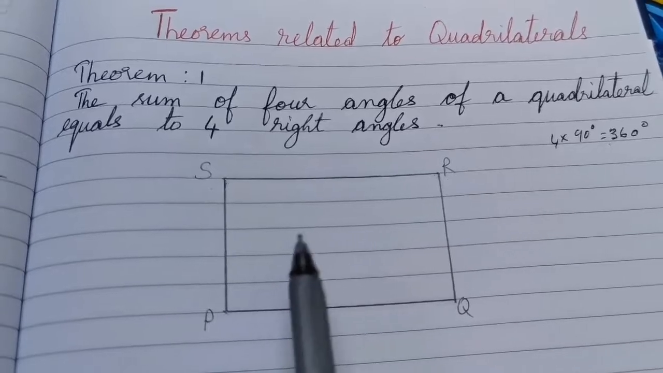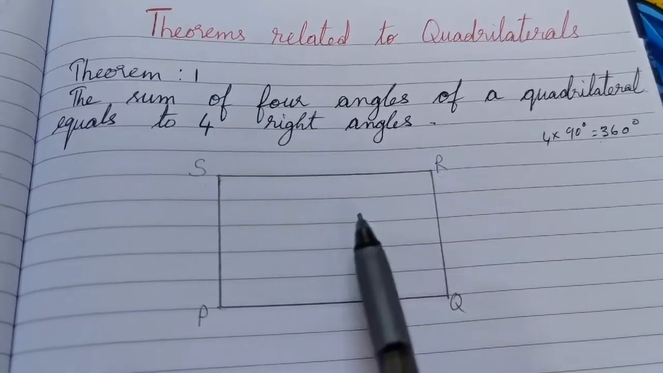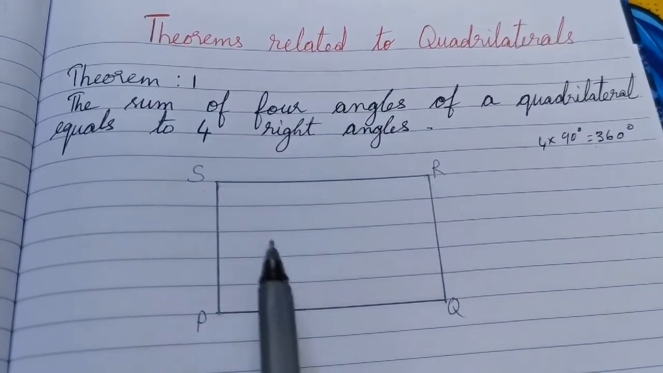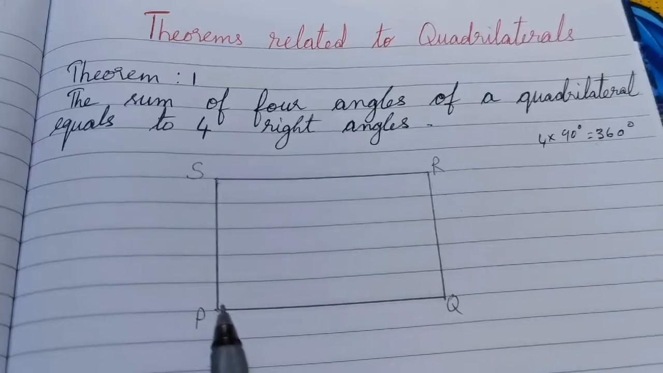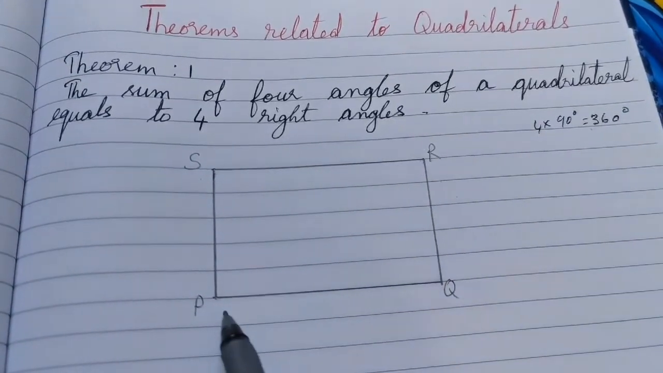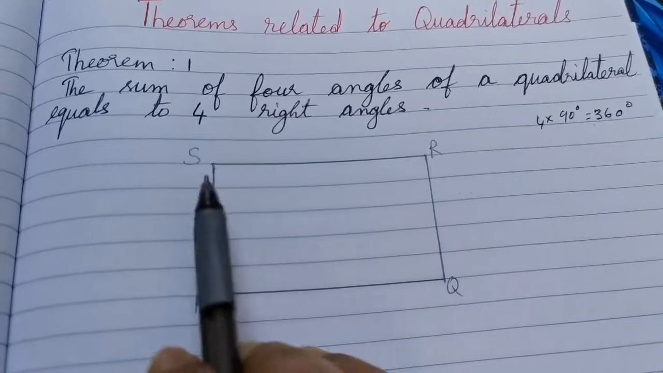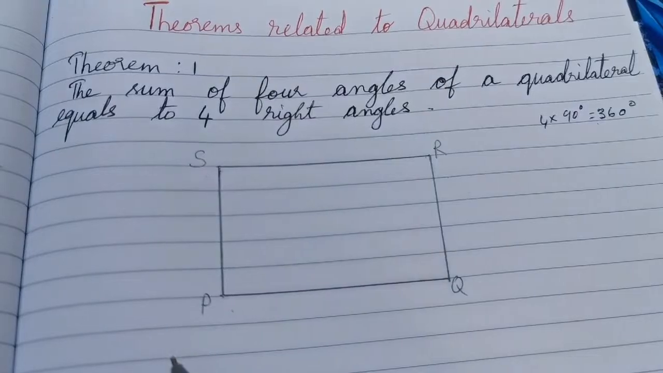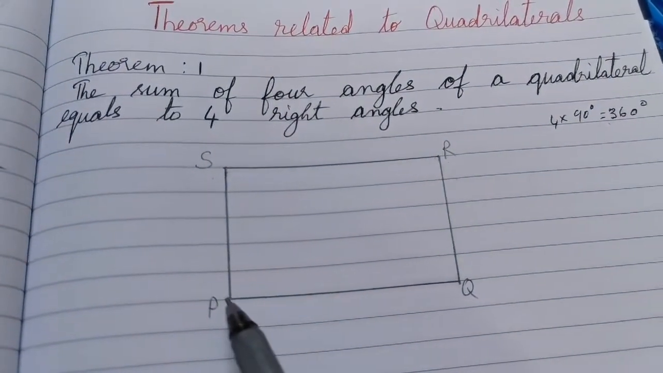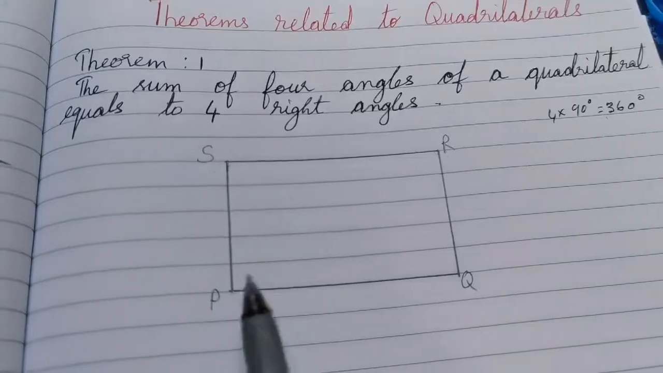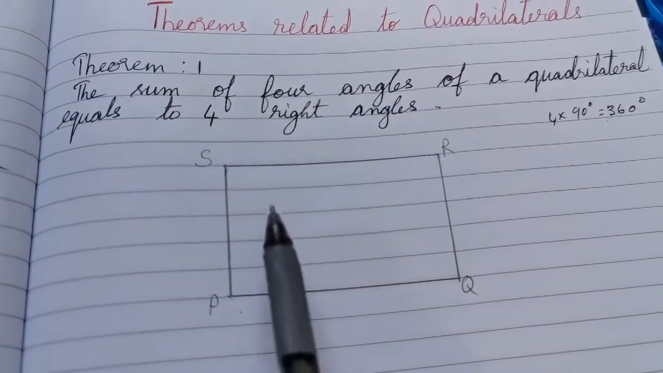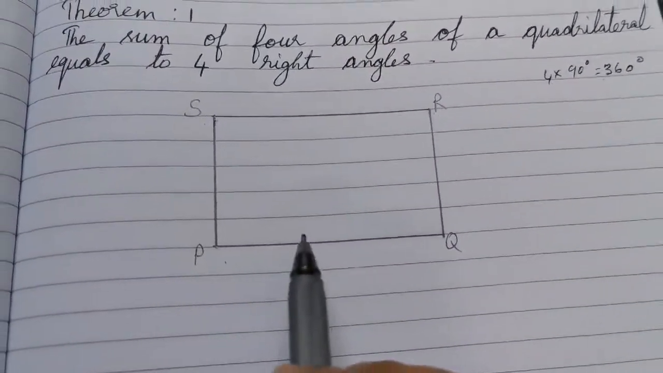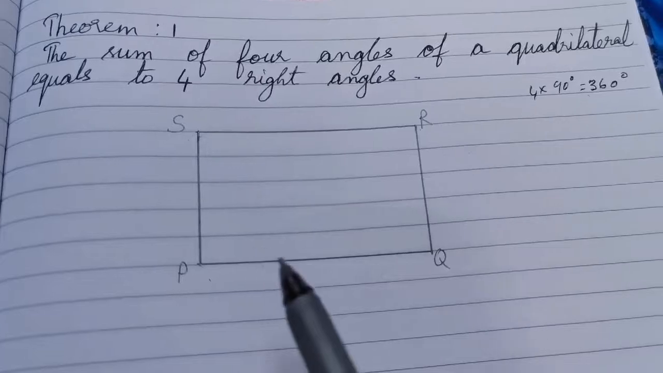Remember, I told you that we will use triangles to prove any property related to quadrilaterals. I don't find any triangles here, but I can see that P and R are the opposite vertices. Q and S are the opposite vertices. If I join any one pair of the opposite vertices, I will get a diagonal which will divide the quadrilateral into 2 triangles. So first let me write what is given.